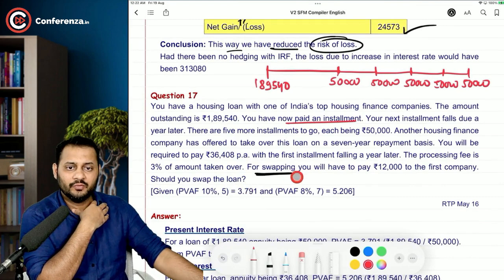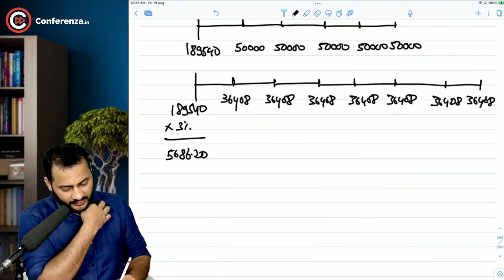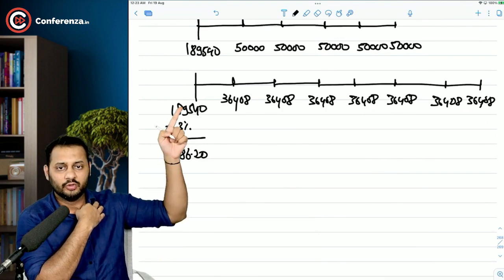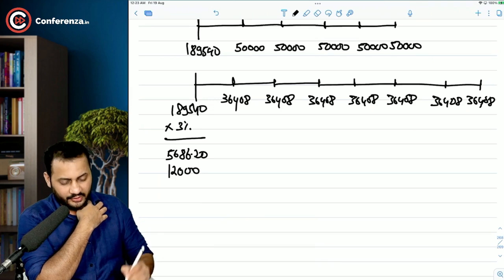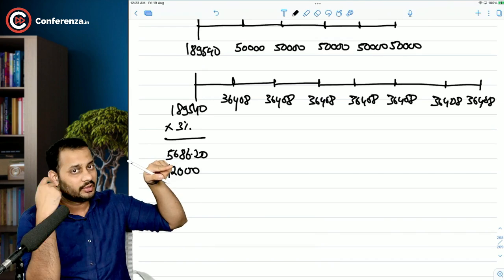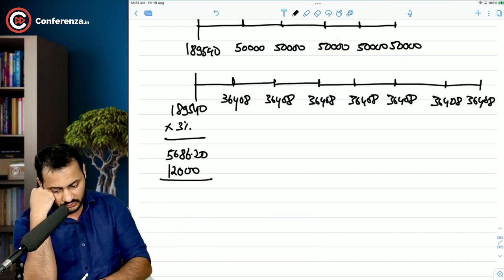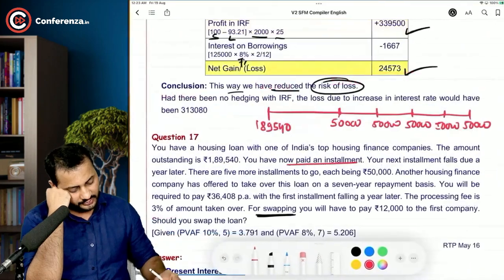For swapping, you will have to pay 12,000 rupees to the first company. So again, this is a loss to you. You will be paying 5686 to the second company who is giving you the loan of 7 years. So this is a loss. Again, 12,000 rupees is to be paid to the first company because you want to shift the loan to the other company. Okay, so this is your total cost. So today the outflow is 17,686.20. Okay, what exactly does the question want?